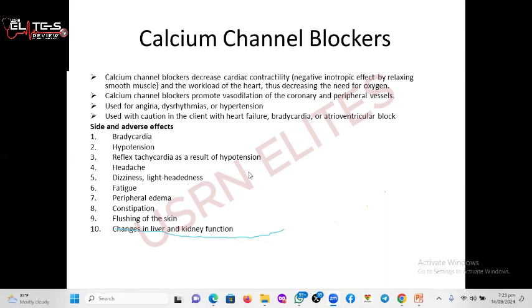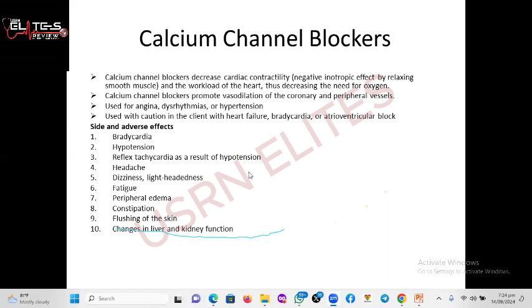What I want you to take very note of is the hypotension it could cause and the bradycardia it could cause. So when you are giving this, you need to monitor all these things. You need to use it with care in people with heart failure. It could also lead to constipation, and some form of liver and kidney disturbances. So you need to monitor all these things.